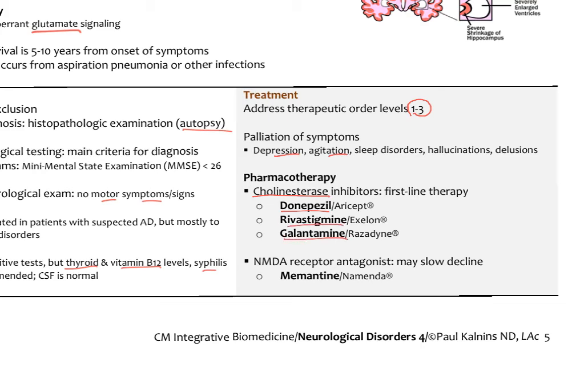And they can maybe restore some of the cognitive function, but only briefly, maybe for a year or two. These pretty much become ineffective after that. NMDA receptor antagonists, remember NMDA is a glutamate receptor. This also shows some promise in slowing decline, and that's memantine or Namenda.